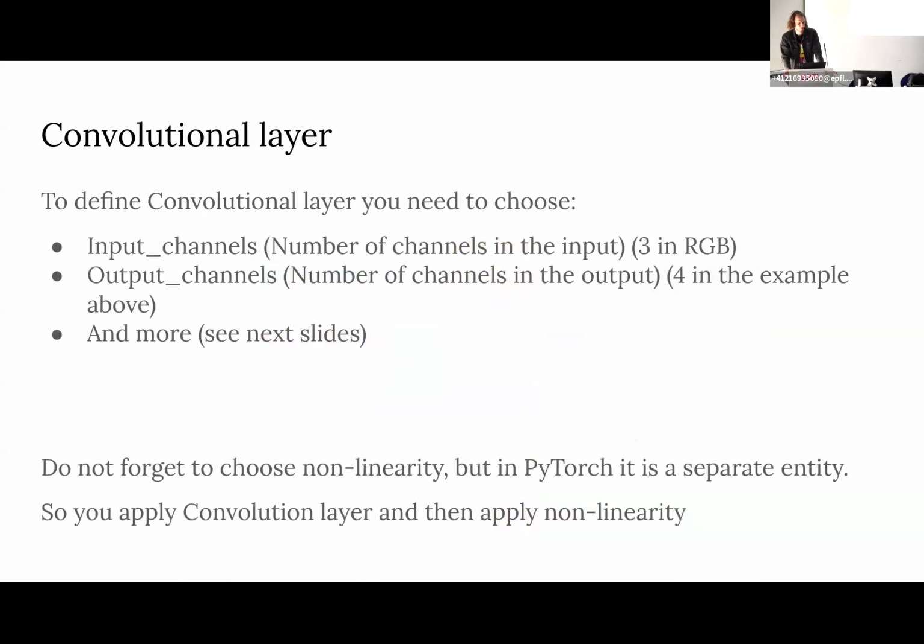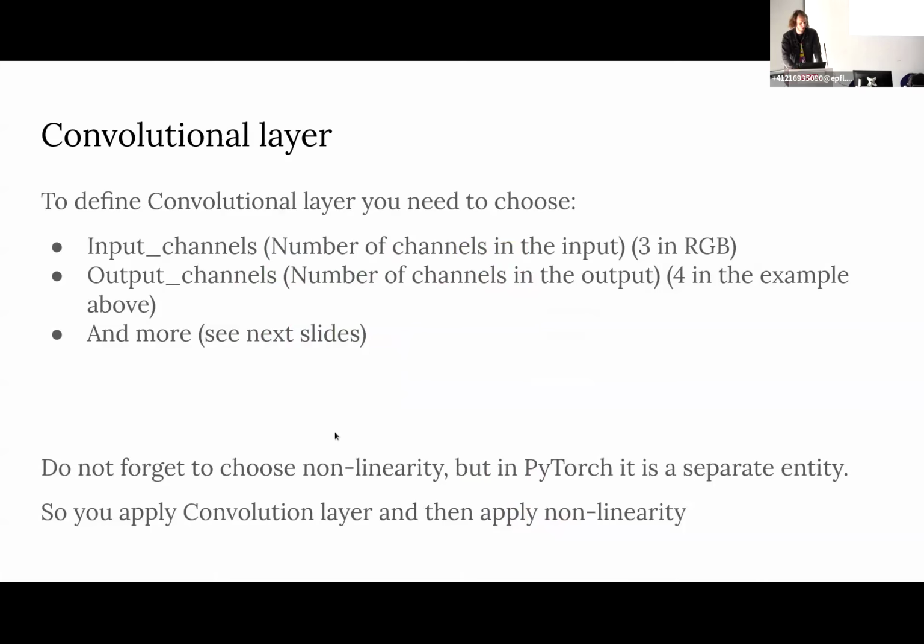So to define this convolutional layer, we'll need to choose the number of input channels. For RGB, it will be 3. For something else, it will be some other number. We need to define output channels. And we'll need to define some arguments which will define the size of this filter. We'll see it on next slides.